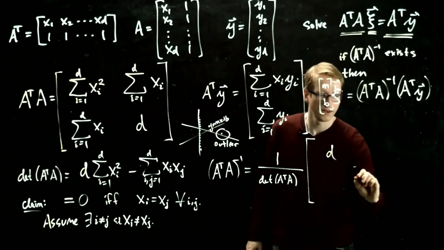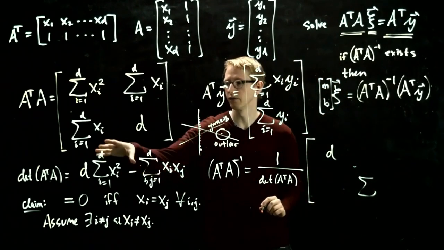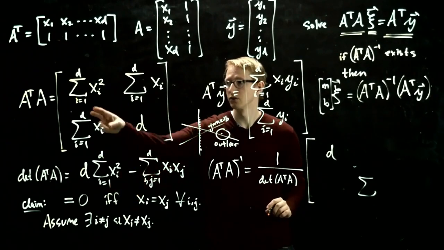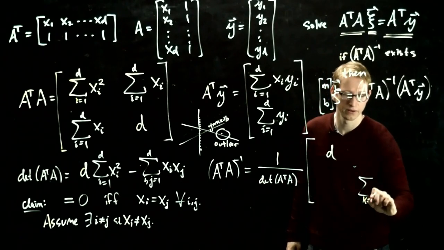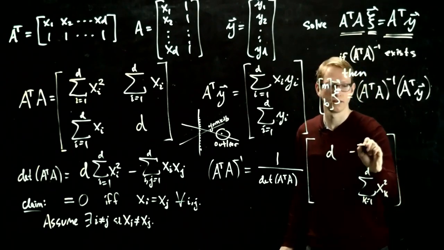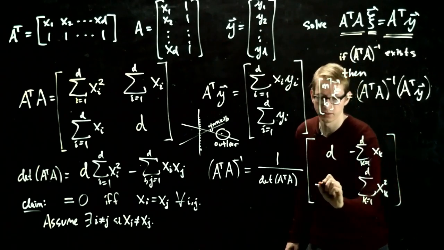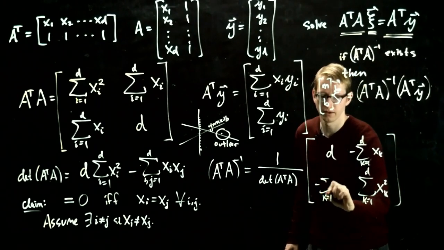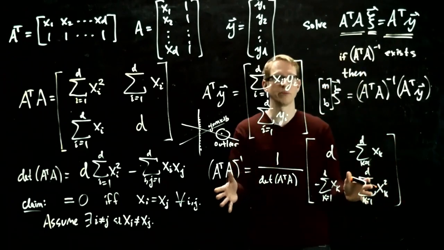So this is d. And here we have the sum. And there's lots of indices now, and I don't want to conflate any of these indices with each other. So I'm now going to call these k or something. So this is k equals 1 to d. And this is xk squared. And here we have minus the sum of xk, where k goes from 1 to d. And this is minus the sum, k from 1 to d. And this here is the inverse of our matrix.